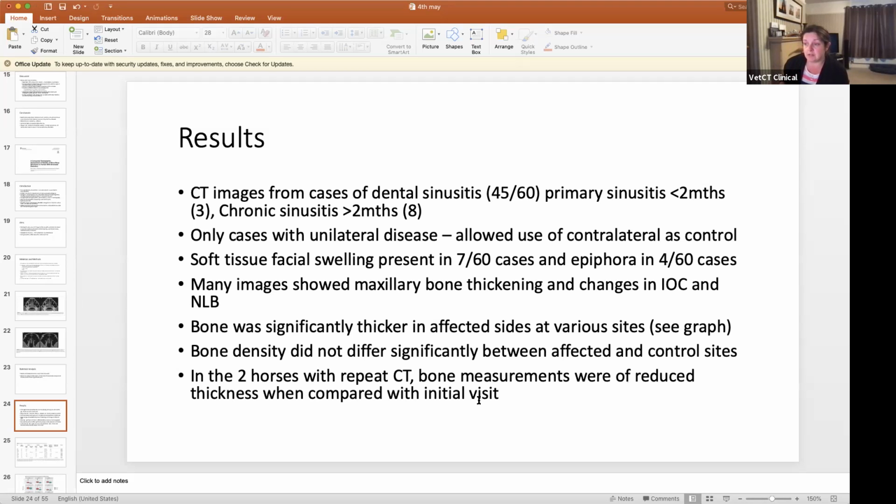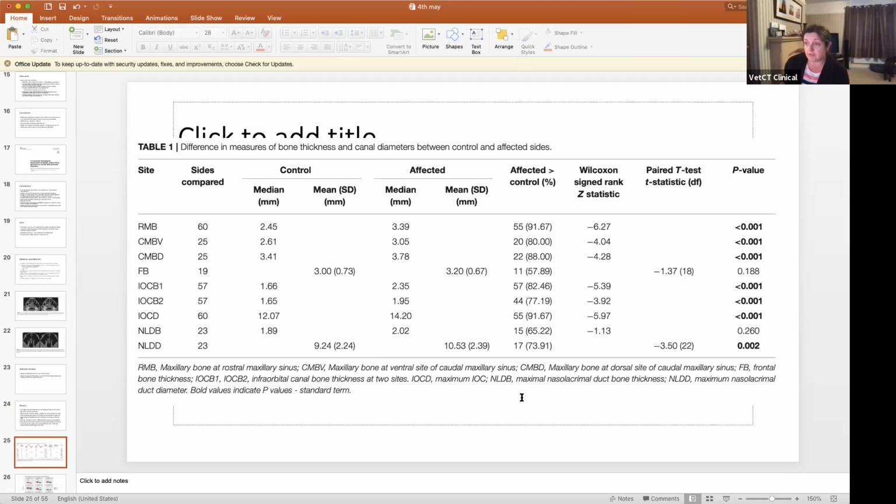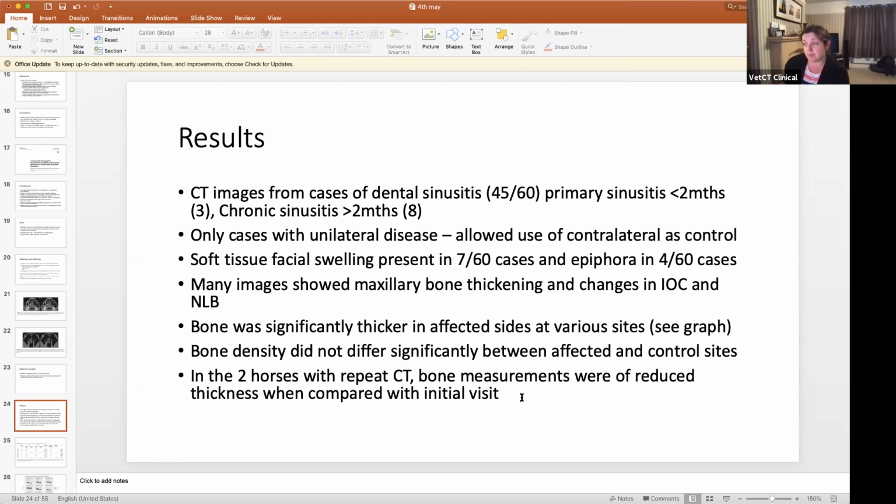And the bone density did not differ significantly between affected and control sites. In the 2 horses with repeat CTs, the bone measurements were of reduced thickness in the repeat CT compared to the initial visit. They kind of tried to say that meant the increased bone thickness was resolving, but I can't imagine those horses underwent repeat CT because everything was fixed. So they're a bit sketchy on the details of why they got repeat CTs.